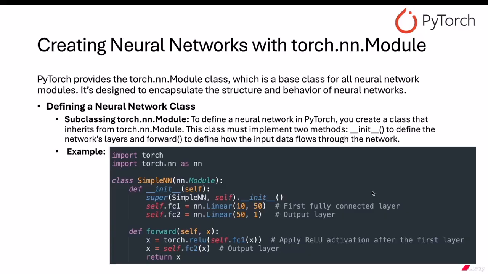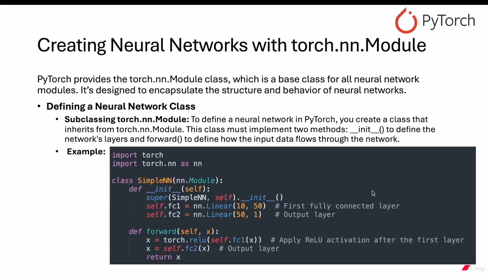This class must implement two methods: __init__ to define the network's layers and the forward function to define how the input data flows through the network. Here's an example. Import torch and then import torch.nn as nn. I'm creating a class SimpleNN with the base class nn.Module, and the first function is def __init__ with self as the argument, super(SimpleNN, self).__init__(). So I'm calling the super function here.